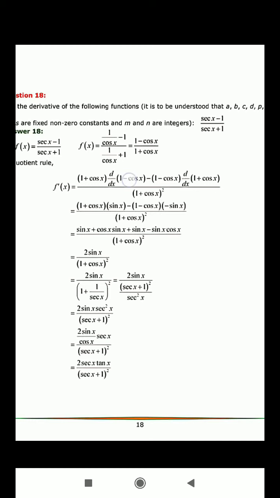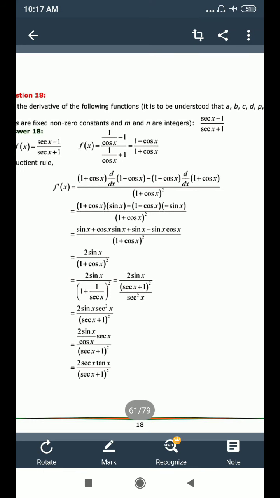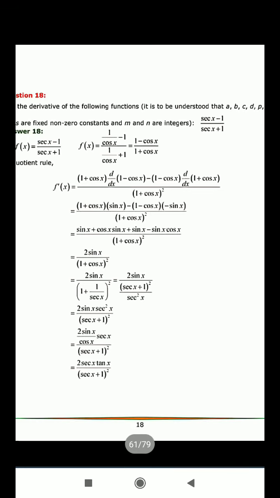Differentiation of 1 minus cos x: first, differentiation of 1 is 0, and minus cos x will be plus sin x. Minus cos x is plus sin x. Differentiation of 1 plus cos x: differentiation of 1 is 0 and cos x is minus sin x. Now you just simplify it, open the brackets, and whatever you get you can leave it here itself.